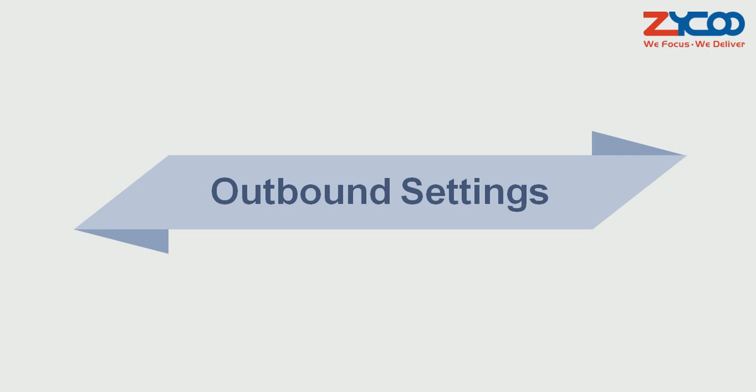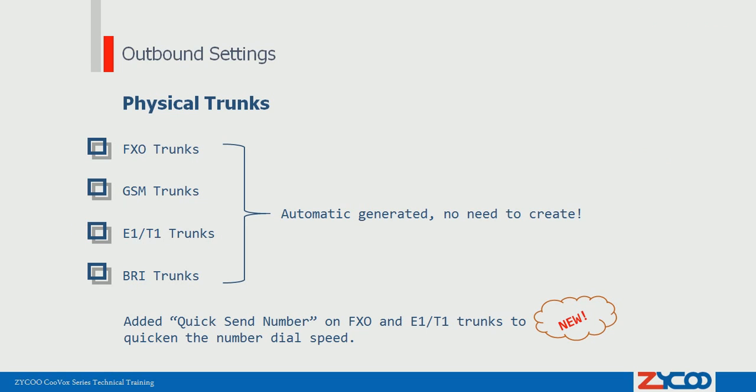Okay. After all endpoints have been configured with the Coovox series IP PBX, the next step would be configuring the outbound routes for the phones to be able to make outbound phone calls. The first prerequisite for configuring outbound routes would be the trunks. The physical trunks, FXO, GSM, E1, T1, and BRI trunks are automatically generated. There's no need to create them.